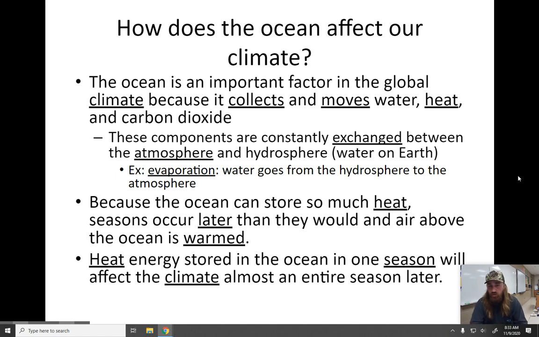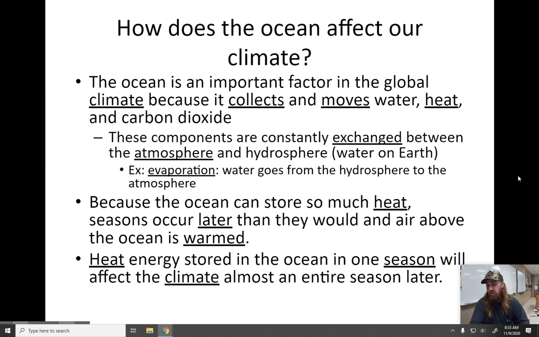Because the ocean can store so much heat, seasons occur later than they would, and air above the ocean is warmed. So remember, when we talked on Friday, the ocean has a high specific heat, meaning that it takes a lot of energy to actually change it by a couple degrees. So we made the comparison: if your body temperature is at 98.6 and then it increased by 3 degrees, now you're at 101.6 and you don't feel really good.